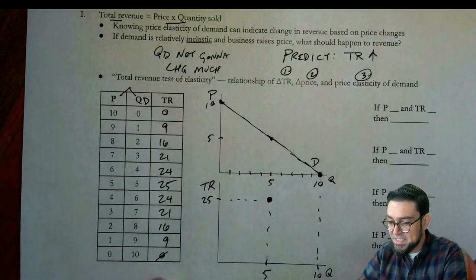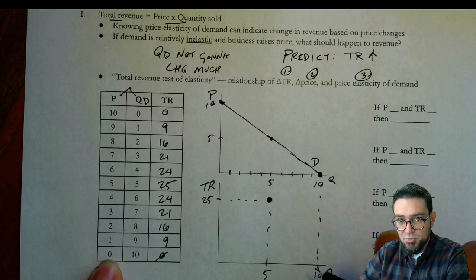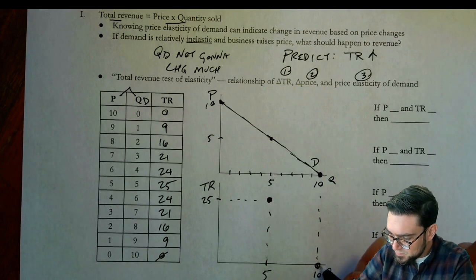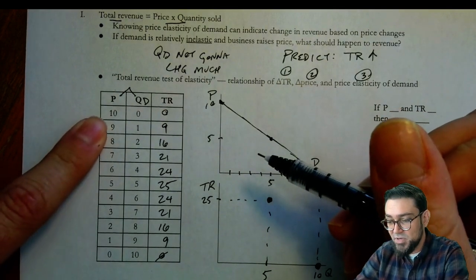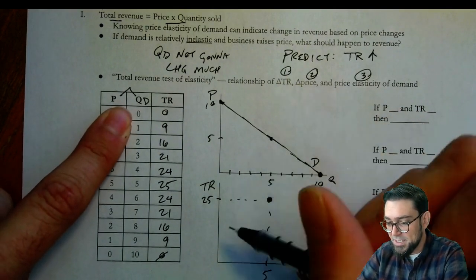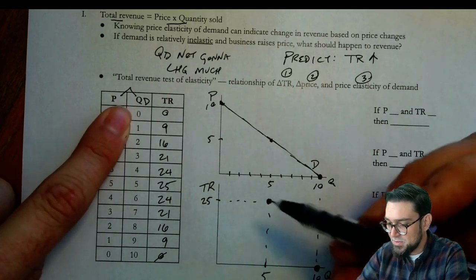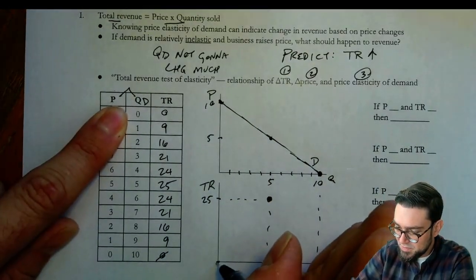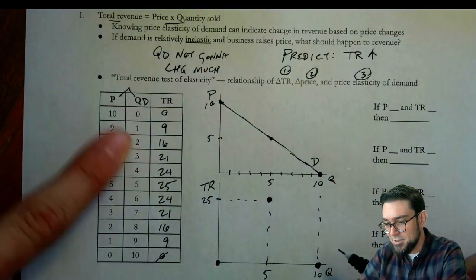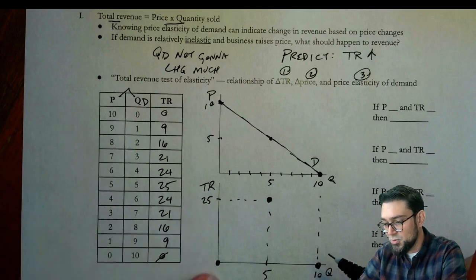And obviously, if I sell at price 0, I'm not making any money. So I have this one. And this one, price 10, 0 quantity and 0 total revenue. So I have 0 quantity and 0 total revenue in this quantity right here. So 0 quantity, 0 total revenue.